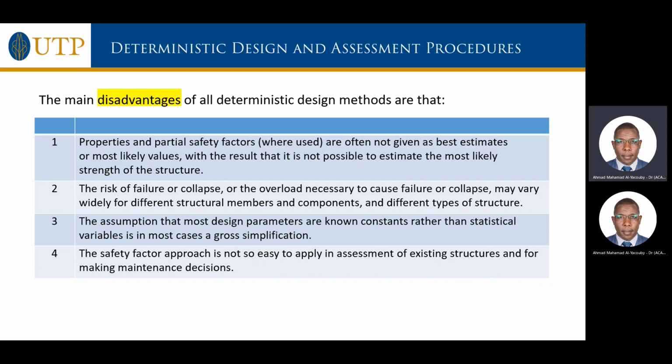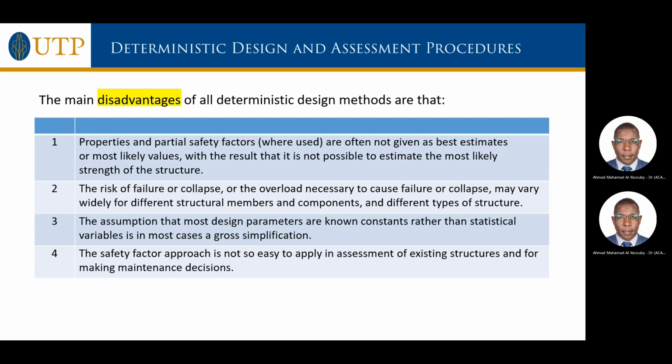But this deterministic method has some disadvantages, as you can see here. The most important disadvantage to be considered is that the properties and partial safety factors used in the deterministic method are often not the best estimate. In addition to that, we have the risk of failure or collapse, or the overloads which are necessary to cause a failure or collapse, are not unique, meaning they may vary widely for different structures.